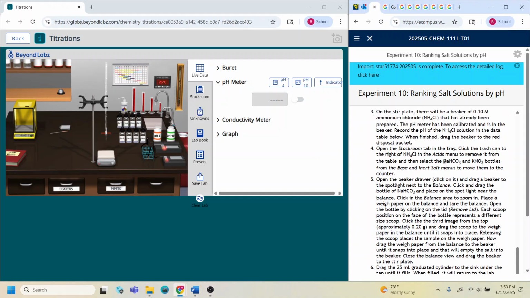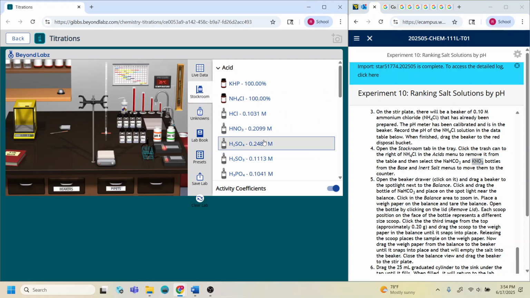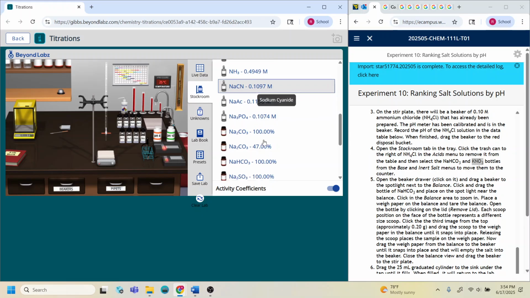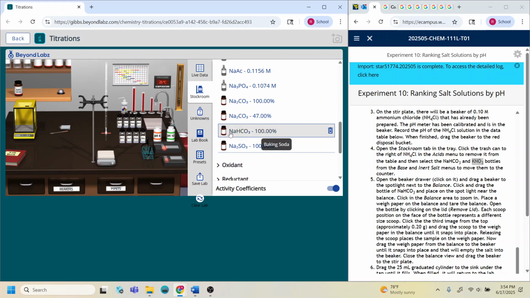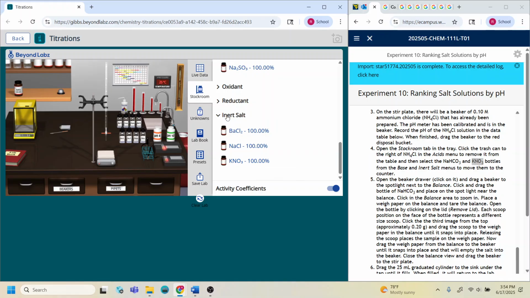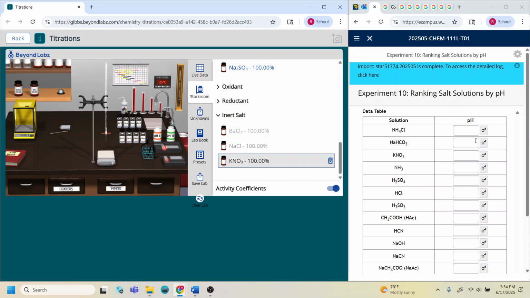Now we're going to continue and pick the sodium bicarbonate bottle and the potassium nitrate bottle. So you go to the stock room. The sodium bicarbonate is a base. So we're going to pick that. The bottle is going to appear on the shelf. And then the potassium nitrate is a salt. We're going to pick that as well. And then after we do this, now we're going to create a 0.1 molar solution of each in order to measure their pHs. This is going to be in order, you guys.